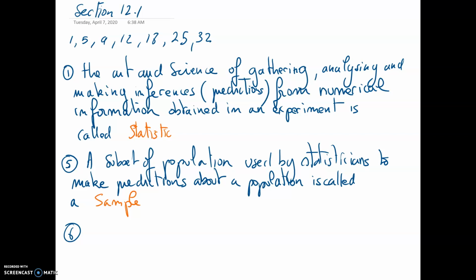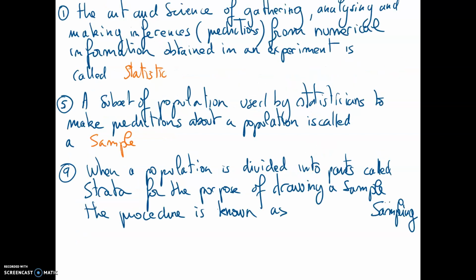Now, problem number 9. On this problem number 9, what do we have? I'm going to write the sentences and I will get back to you. Okay, so in this problem number 9, when a population is divided into parts called strata, for the purpose of drawing a sample, the procedure is known as stratified.